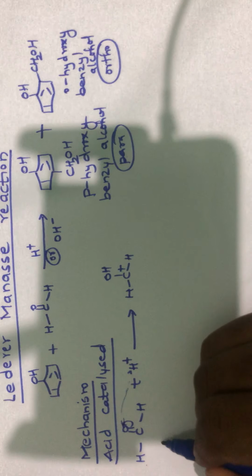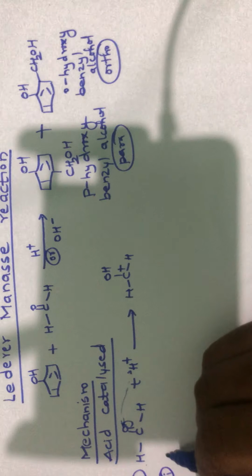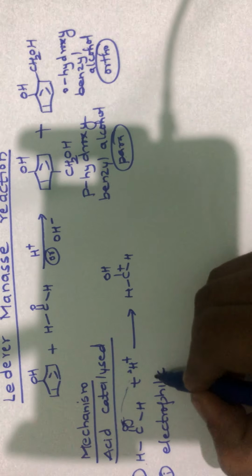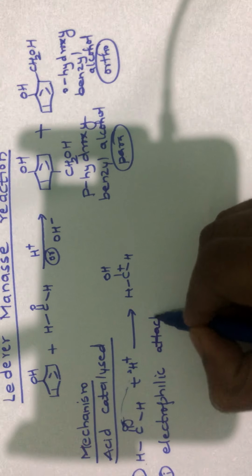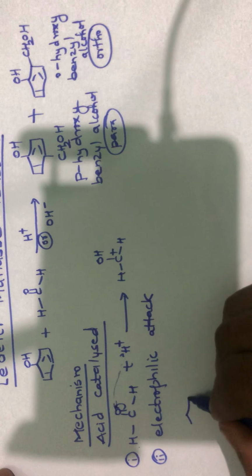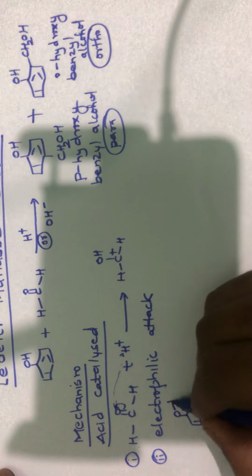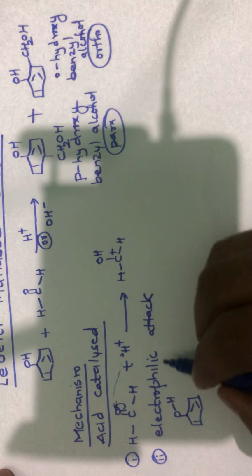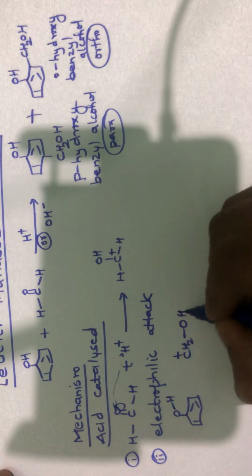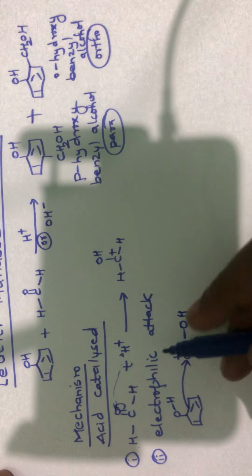Let us see it. So the next step will be, this is the first step where protonation takes place. The second step is electrophilic attack. Electrophilic attack means here we have phenol. We have this electrophile that is generated, that is CH2 plus OH. So this electron attacks here.